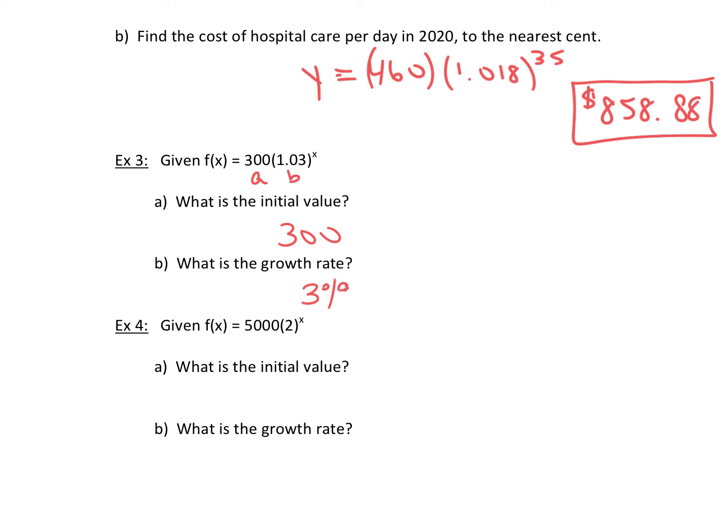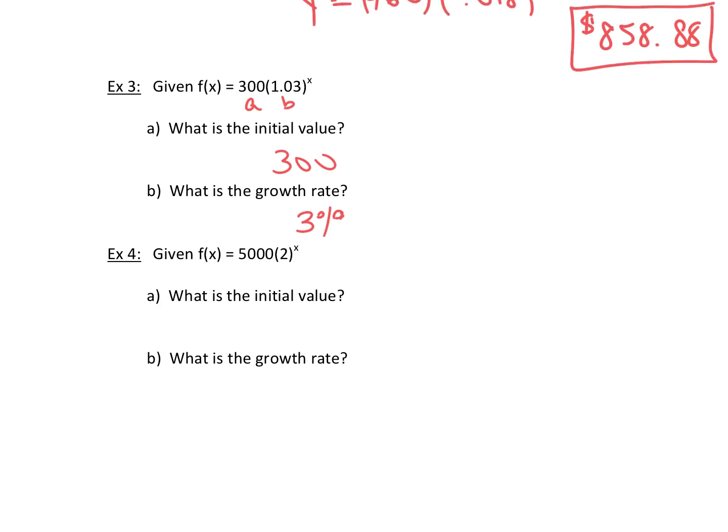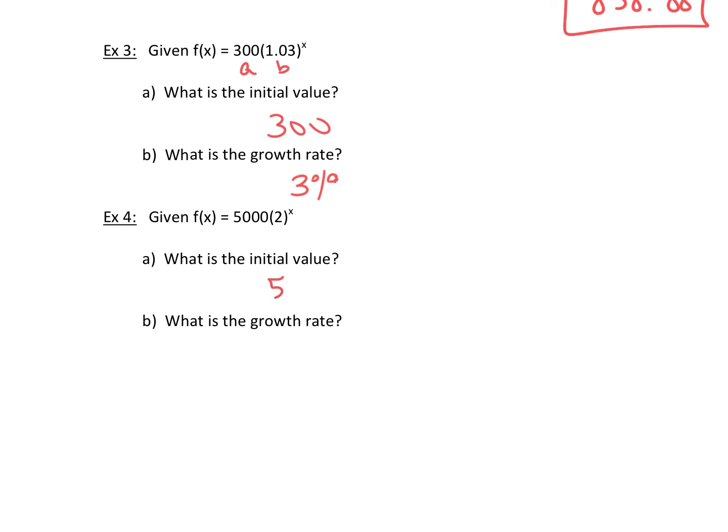Okay, you can pause the video and try example 4. In example 4, the initial value is 5,000. And the growth rate, be careful here, 2 is really 1 plus a 1, right? So the growth rate is 100%. And that makes sense because if you think about what we graphed yesterday, when the B value was 2, the Y values kept doubling, right? So when something is doubling, it's increasing by 100%.